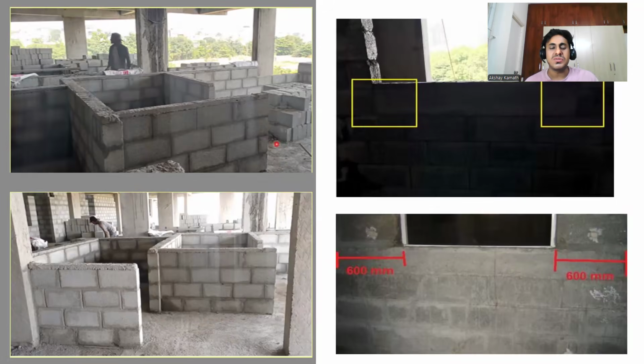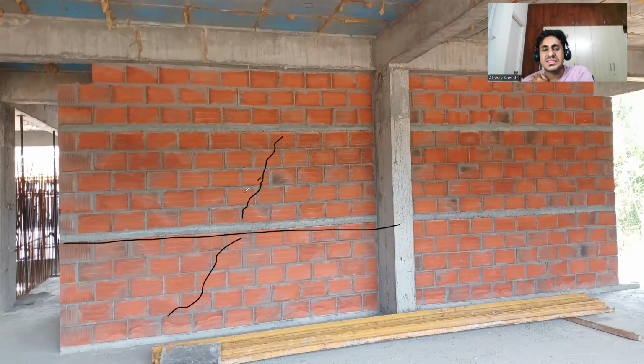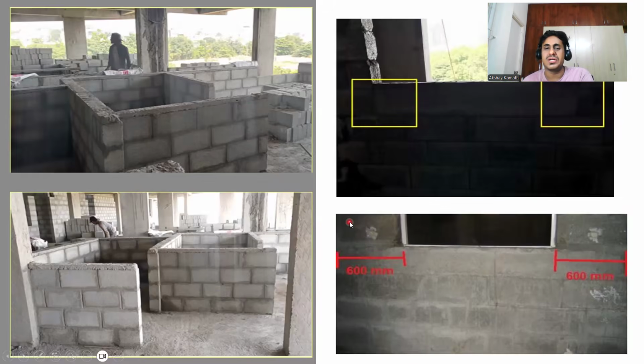Next, this is the same thing. It's again the RCC band they have provided here. Again, why should it be provided? Generally to avoid cracks. Usually what happens, let's say if any crack comes here, right? It will not propagate from here because of this RCC band. The crack is going to get arrested and it will not propagate. That's the first reason. Second, during an earthquake, it will give good confinement to your block work. So those are the two reasons why you provide this RCC band.